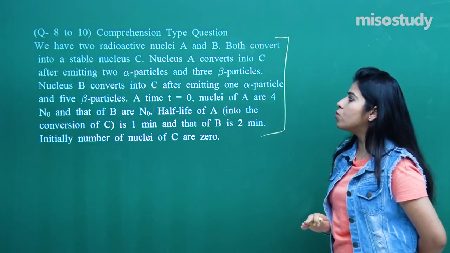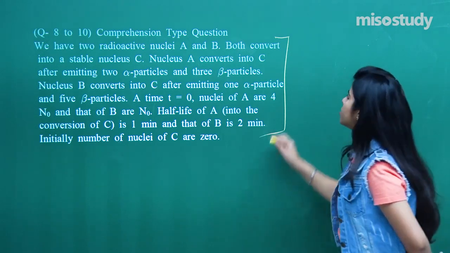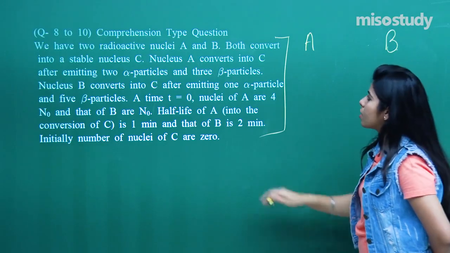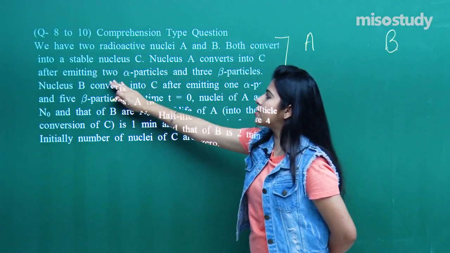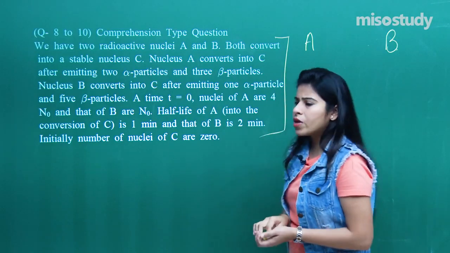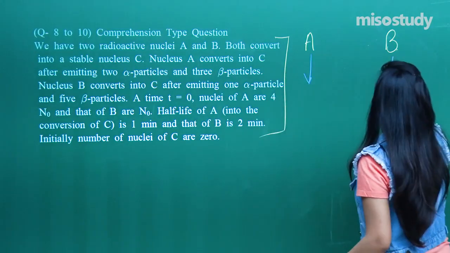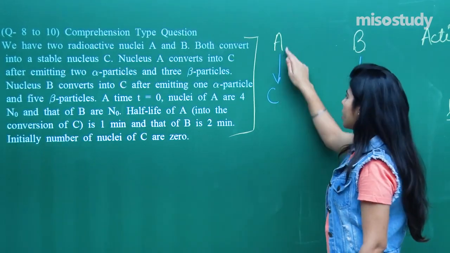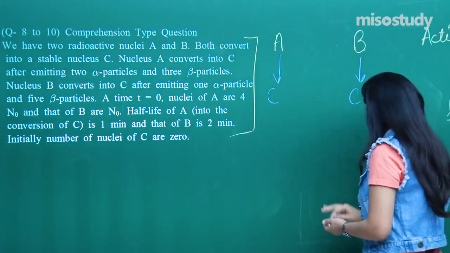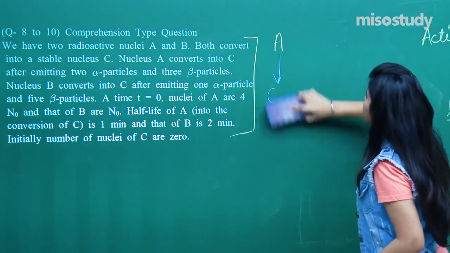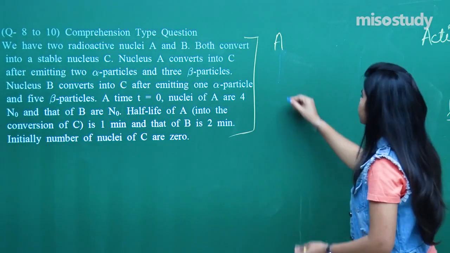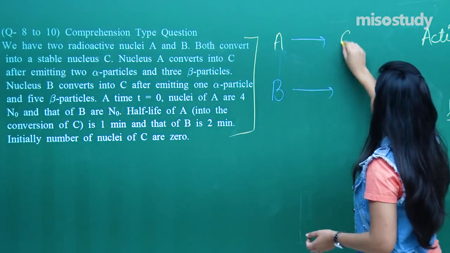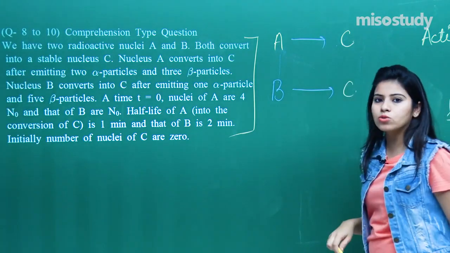We have been given two radioactive nuclei, A and B. So let me just write over here, this is A and this is B. Both convert into a stable nucleus C. We are going to just make a diagram side by side. A is converting into C and B is converting into C. Let me just write it like this. So this is A, this is B, and A is converting into C, B is converting into C.